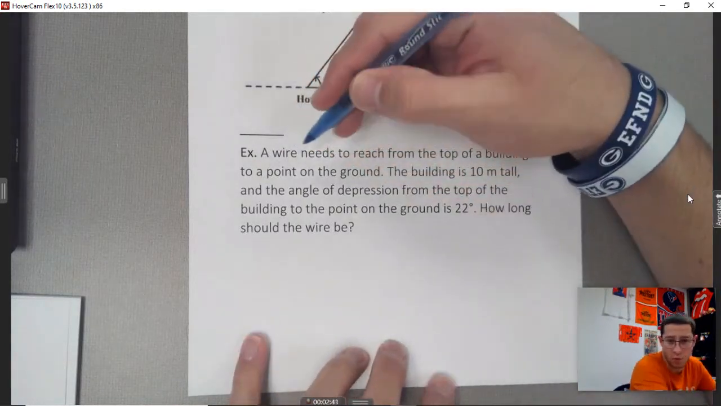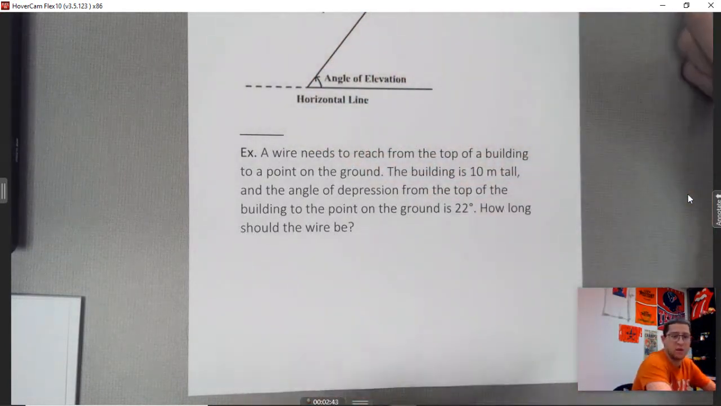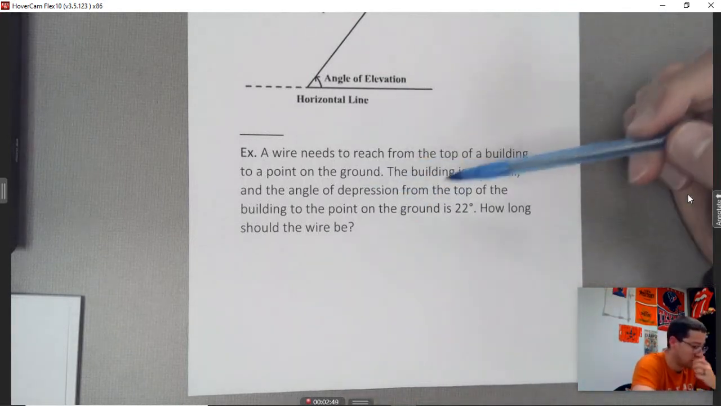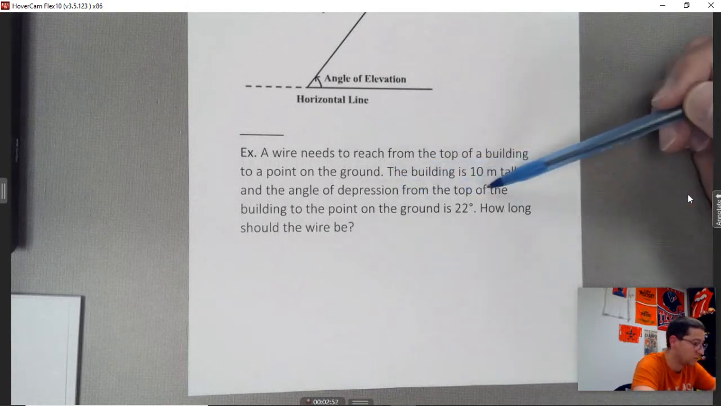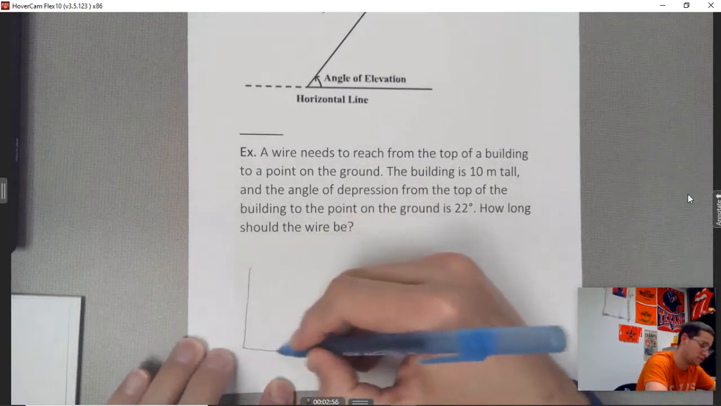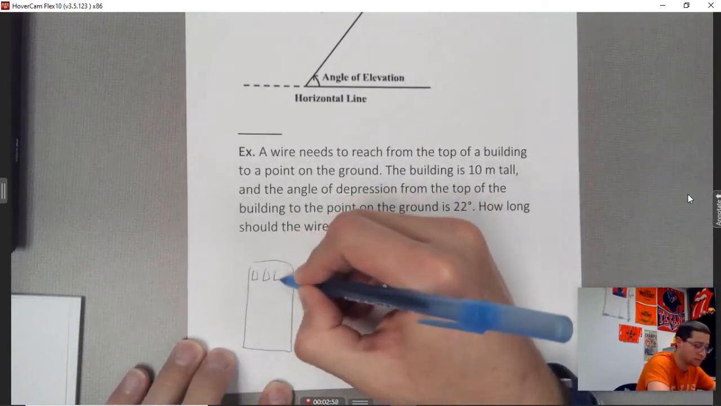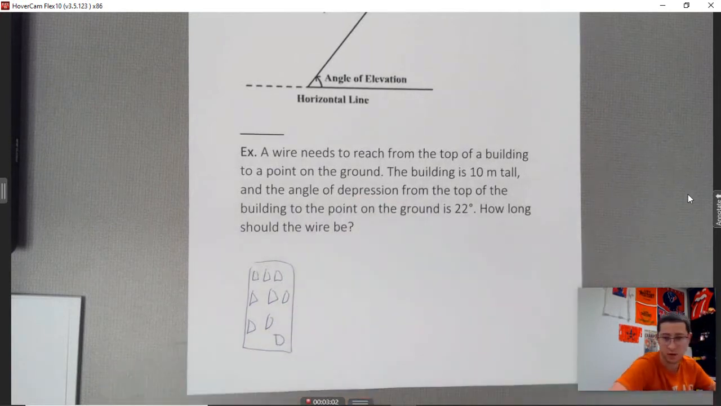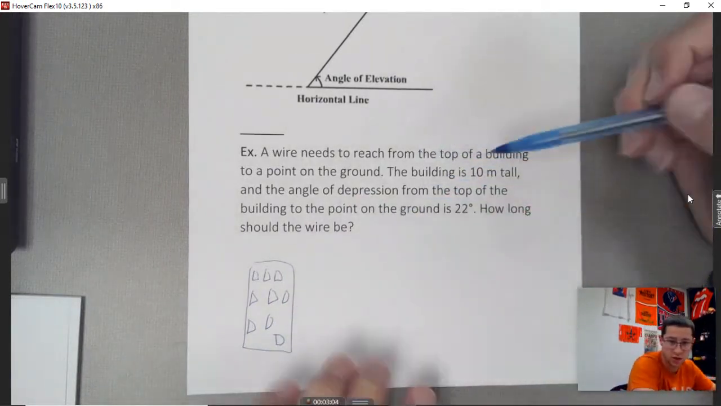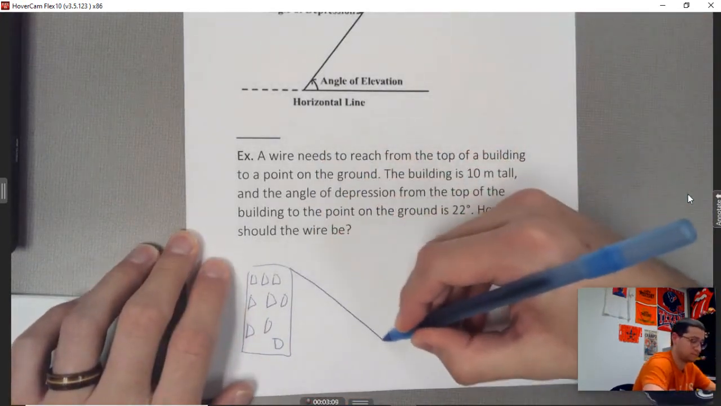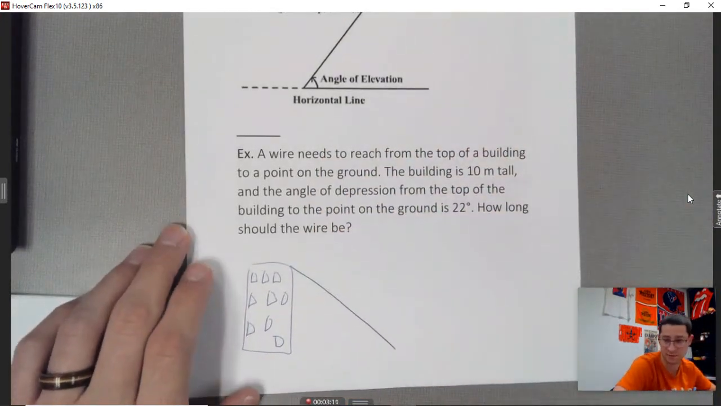All right, so here we go. A wire needs to reach from the top of a building to a point on the ground. Okay, the building is 10 meters tall, and the angle of depression from the top of the building to the point on the ground is 22. How long should the wire be? So, let's draw a building first. Here's my building. I'm a pure artist, I tell you. Okay, the wire needs to reach from the top to the bottom. Boom. Now I see my triangle.